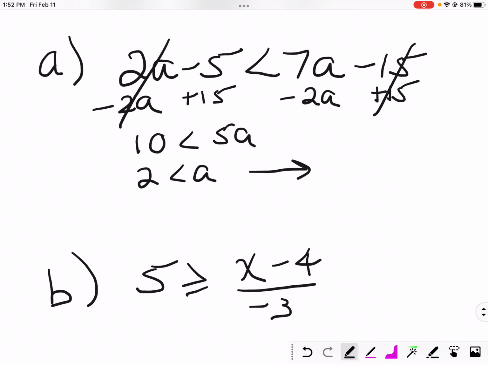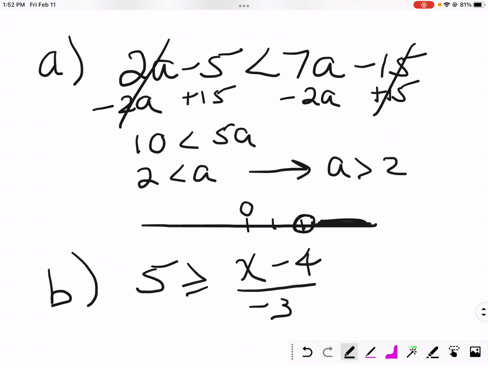I typically want to write the variable on the left in this case, so I'm going to write a is greater than 2. If I were doing this on the number line, with that being 0, it would look something like this with an open circle and the arrow going to the right.